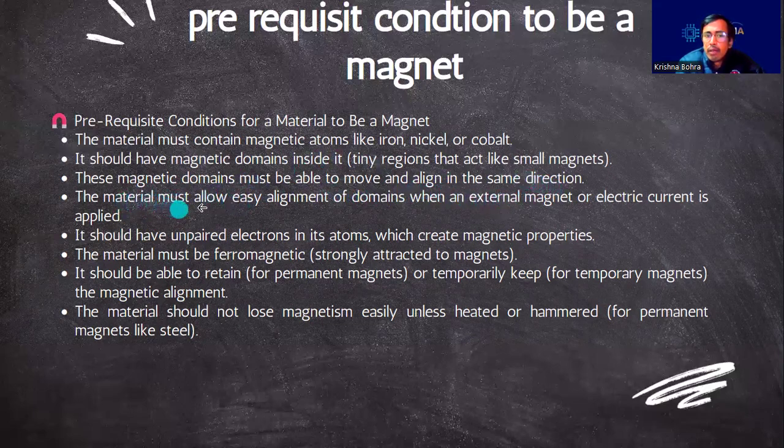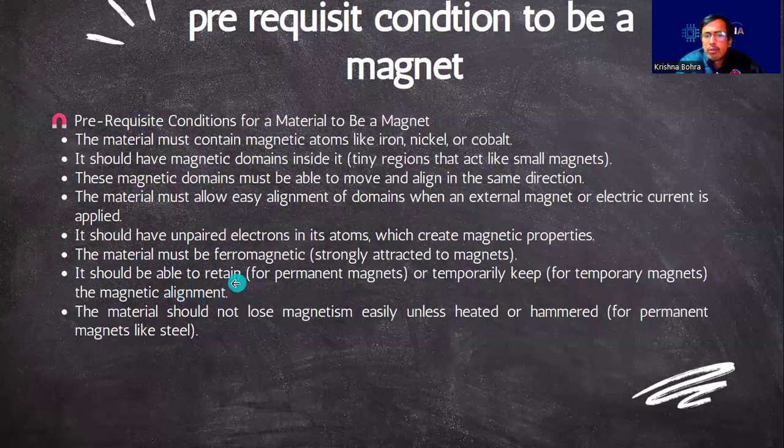The material allows easy alignment of the domains when an external magnetic field or current is applied. So these two characteristics are also satisfied by the Earth. And yes, the Earth has some elements or atoms which have unpaired electrons. The material must be ferromagnetic. Ferromagnetic essentially means being attracted by a magnet.